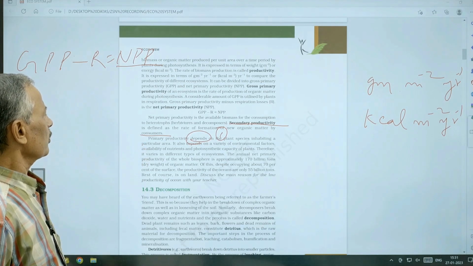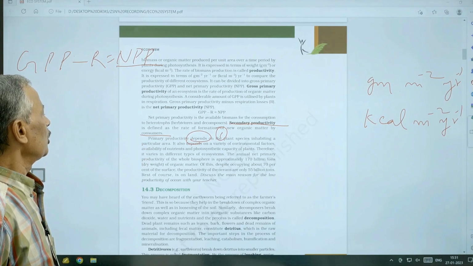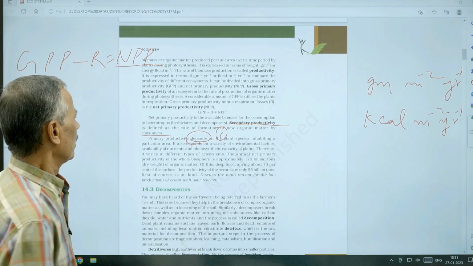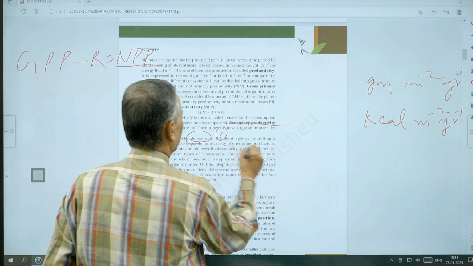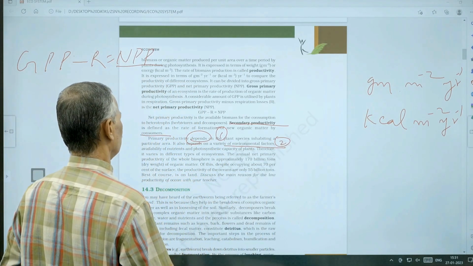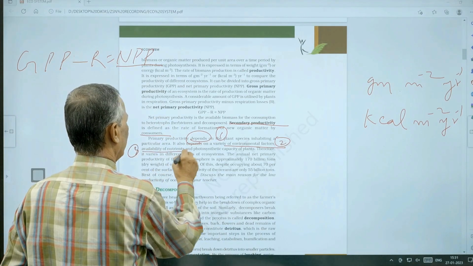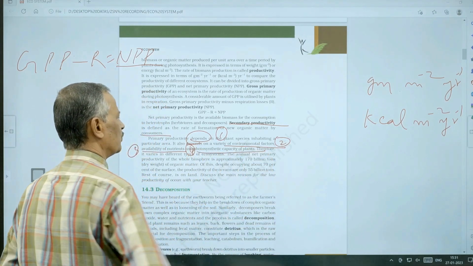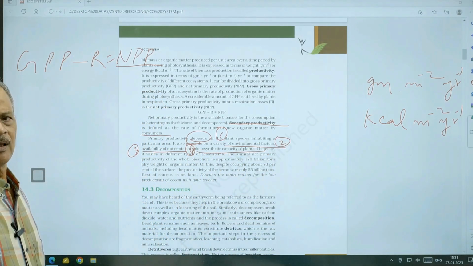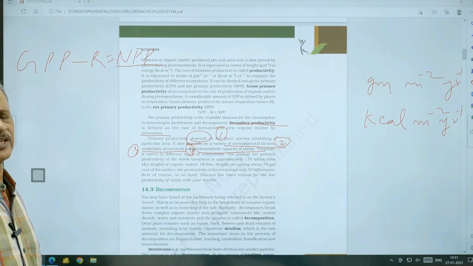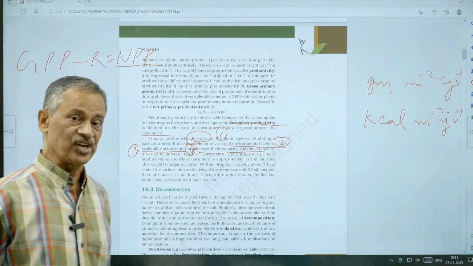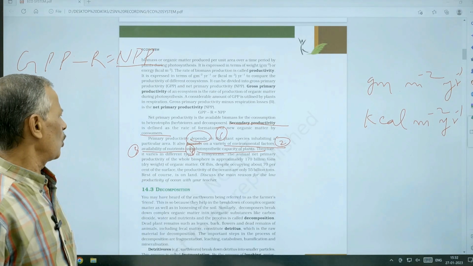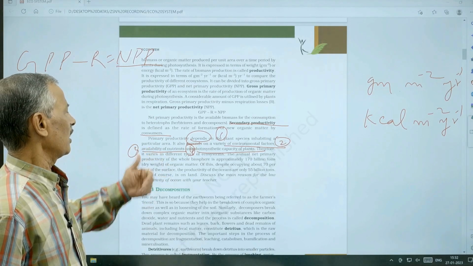All plants do not have the same ability to produce organic matter. So what type of species is there? Then it depends upon environmental factors, availability of nutrients, and photosynthetic capacity of plants. All plants do not have the same photosynthetic capacity. Some will be very efficient, whereas others are very poor in their photosynthesis. Let us see how we can understand that.